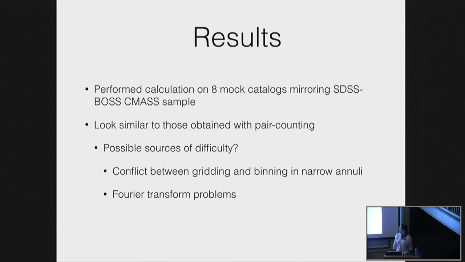Okay, so I used 8 mock catalogs based off of data release 12 of the Sloan Digital Sky Survey. And I got correlation function results that looked fairly similar to those obtained via the pair counting method for the same sample. There's still some noisiness, and we're testing a lot of the drawbacks that might come with taking Fourier transforms, with gridding the data like that, and then asking for annular bins of separation and other stuff like that. But it looks pretty okay. So I will show you what we got.